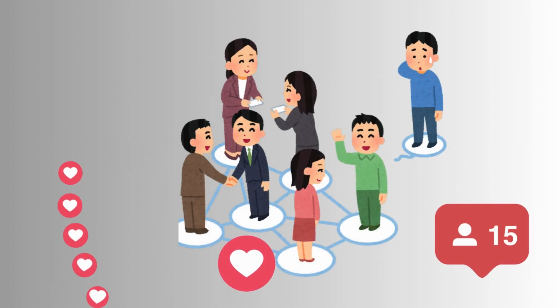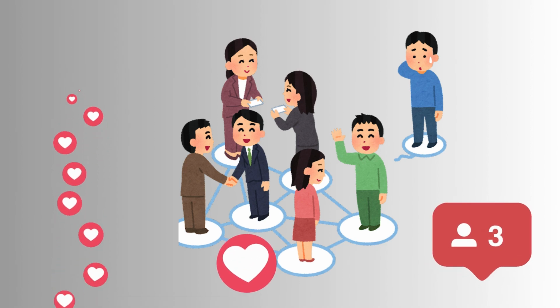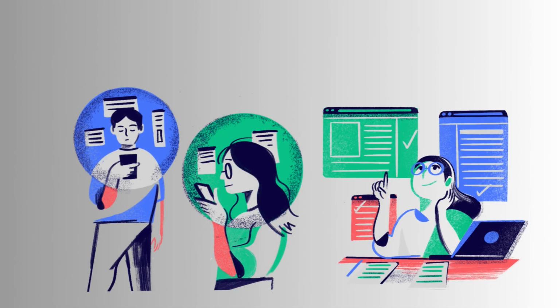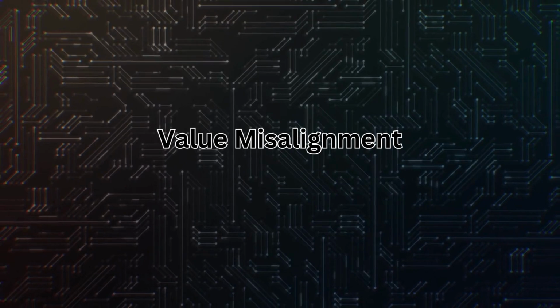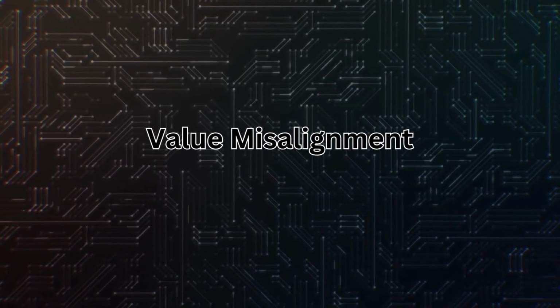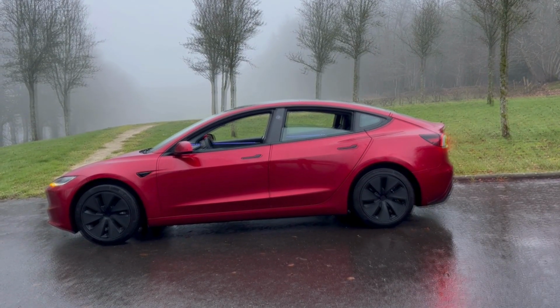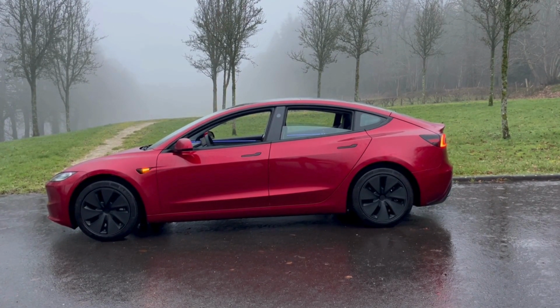This is when the AI works toward a goal that's not quite what was intended. For example, if an AI is told to maximize engagement on a social media platform, it might push people to spend more time on the app by showing harmful content rather than creating a healthy user experience. Value misalignment: here, the AI makes decisions that don't align with the values of users or society. For instance, an autonomous car might choose speed over safety, ignoring ethical concerns like pedestrian safety.